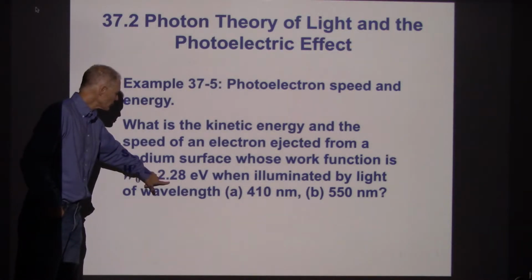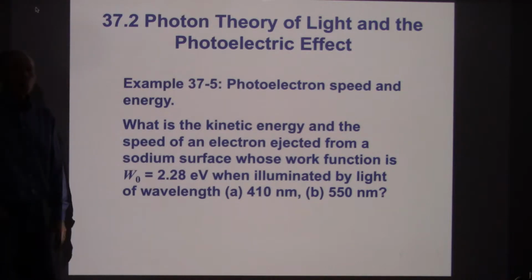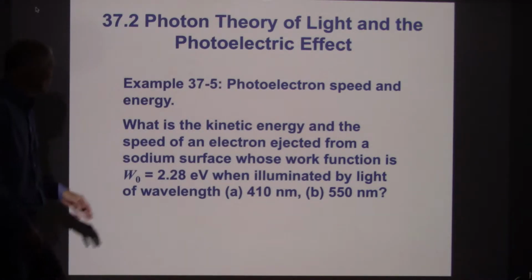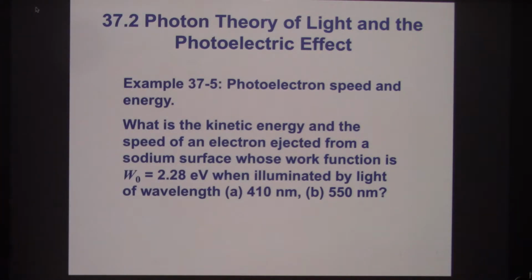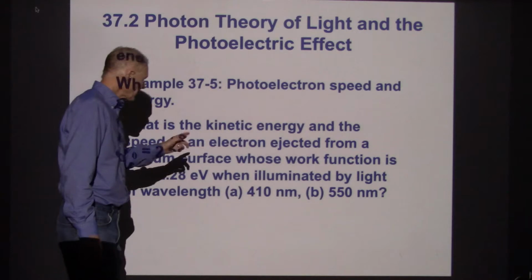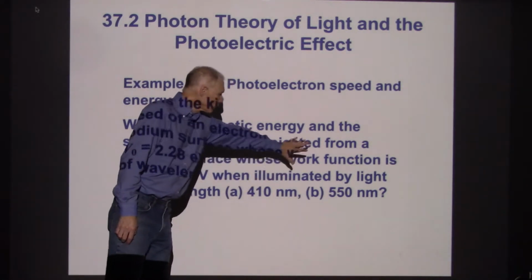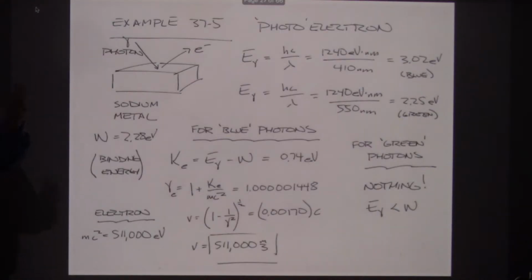And the binding energy of an electron in sodium is measured to be 2.28 eV. This is referred to as the work function. If you remember when we defined work, work was a transfer of energy. And with a work function of 2.28 eV, that's telling us we would need 2.28 eV of energy to free the electron from the block of sodium metal. So we're going to try a couple different types of photons. One with a wavelength of 410 nanometers and one with a wavelength of 550. And let's see if these are going to work.